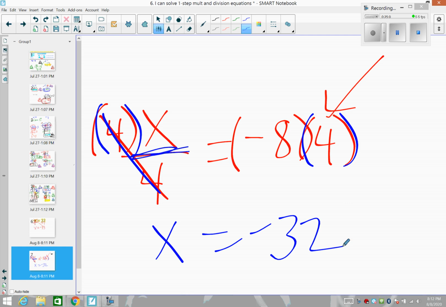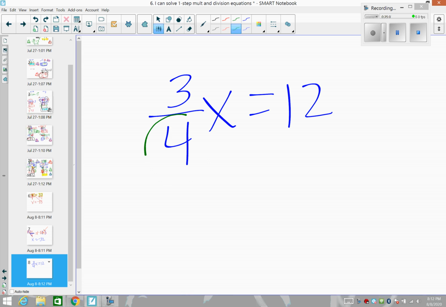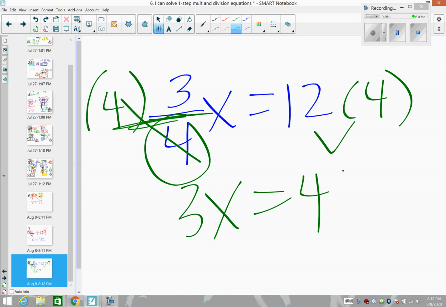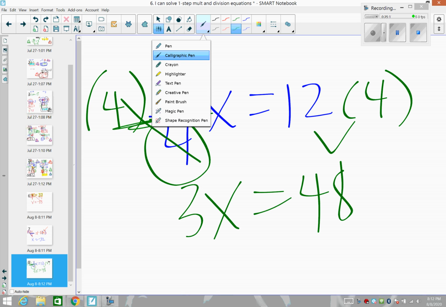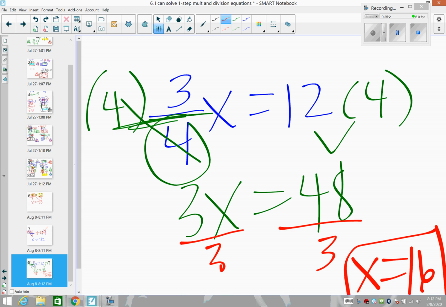And the final summary point today is that if you have a fraction, remember that you kill the denominator first through multiplication. And then the last step would be that you do the division. And you would end up with x is equal to 16. Just quick reviews of the things we talked about.